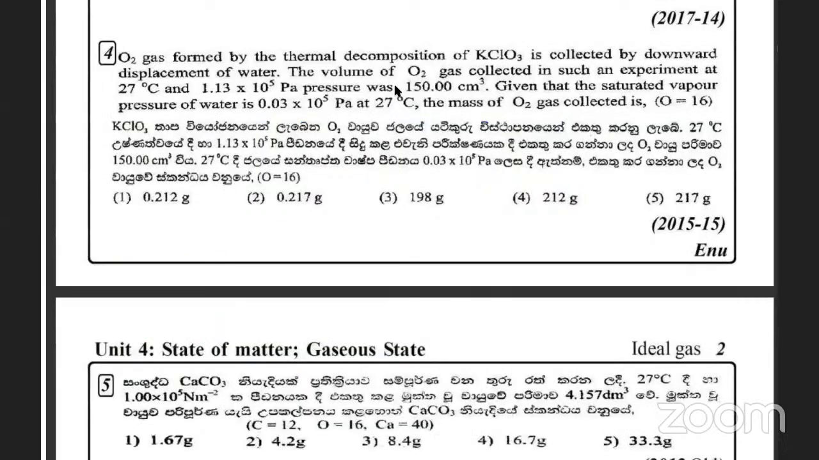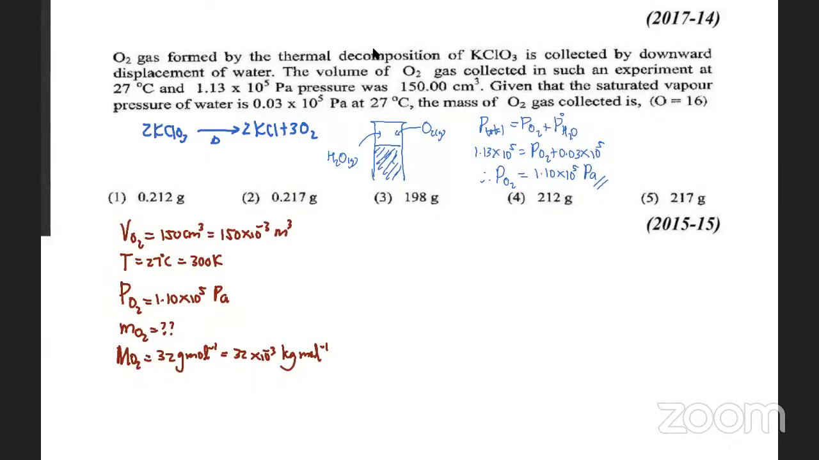Yes, correct. Sorry, Khadija, thank you for pointing it out. People, the volume is given in centimeter cube. Therefore, when you convert centimeter cube to meter cube, it must be multiplied by 10 to the power minus 6. Yeah, that's something I need to correct. 10 to the power minus 6.